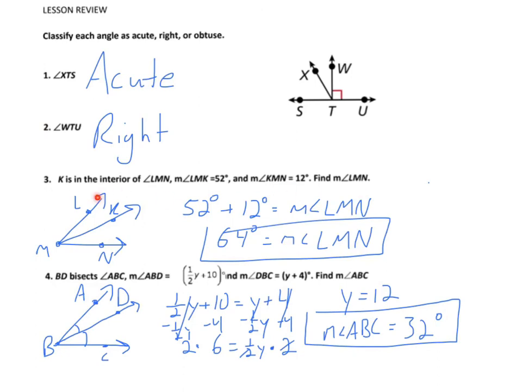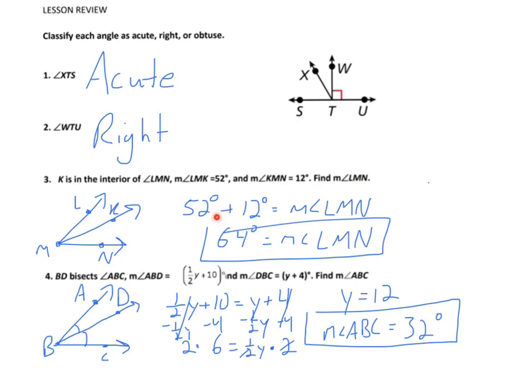Next is a question that has to do with the angle addition postulate. It tells us K is on the interior of LMN, but it doesn't say it's a bisector. It's just somewhere on the interior. They tell us LMK, so one of the smaller angles, is 52, and then the other smaller angle, KMN, is 12. So based on the angle addition postulate, I know that the smaller angles that make up the entire angle should add up to give me the measure of the entire angle. So I really just add 52 and 12, and that tells me LMN is 64.